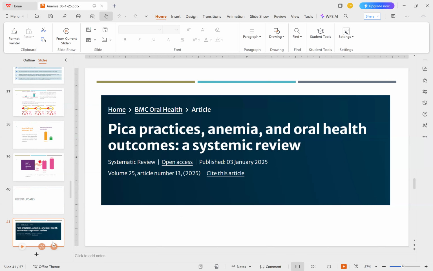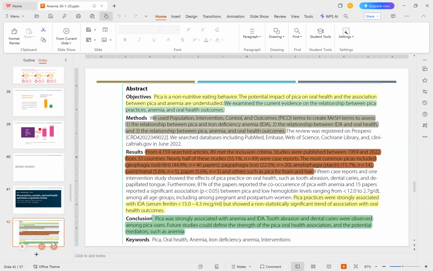An article published in 2025: Pica Practice, Anemia and Oral Health Outcomes, a systematic review. Pica is a non-nutritive eating behavior. The potential impact of pica on oral health and the association between pica and anemia are understudied. We examine the current evidence on the relationship between pica practice, anemia and oral health outcomes. We used population, intervention, control and outcome terms to create MeSH terms to assess the relationship between pica and iron deficiency anemia, the relationship between IDA and oral health, and the relationship between pica, anemia and oral health outcomes.